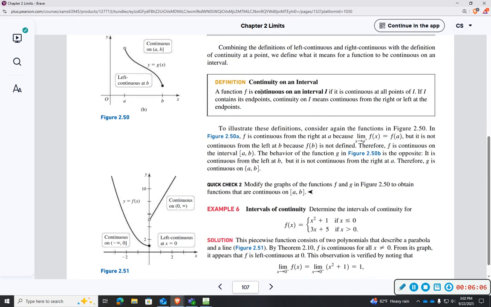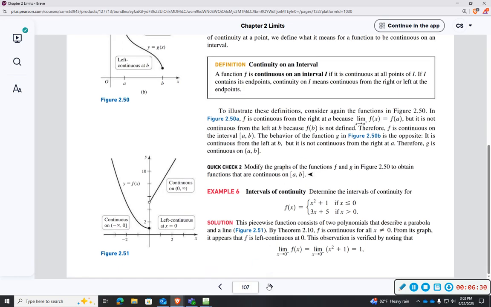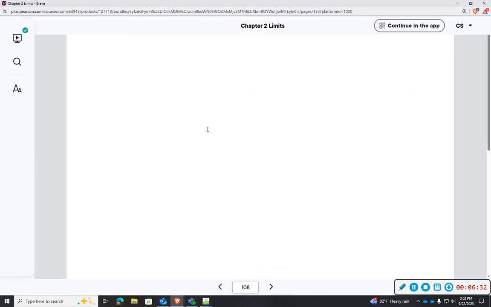Continuous on an interval. A function f is continuous on an interval I if it is continuous at all points of I. If I contains endpoints, continuity on I means continuity from the right or left at the endpoints. So it's also continuous in the middle and at all points. So you have a connected interval. And then you have some examples and visuals.